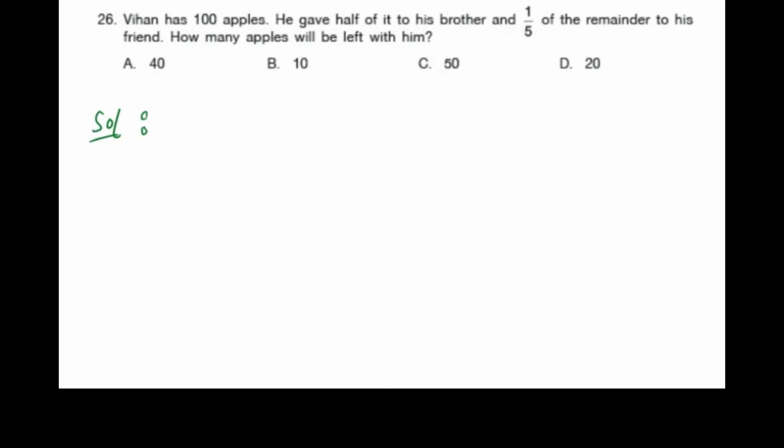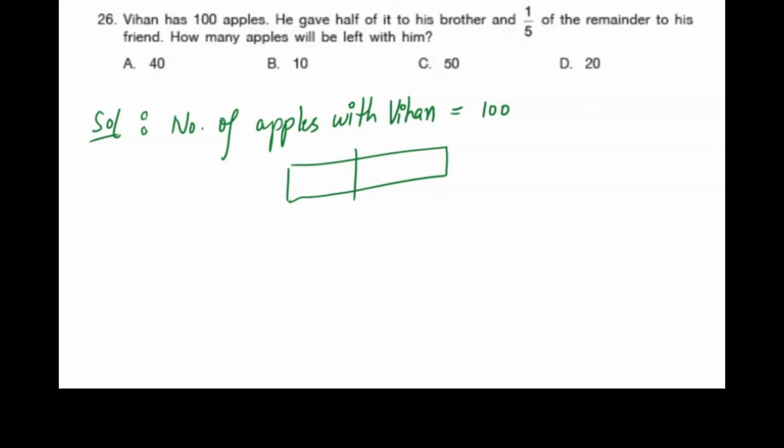Let's start solving. Number of apples with Vihan is 100. He gave half of it to his brother. He has divided it into 2. That means 50 apples and 50 apples. He gave this portion to his brother.